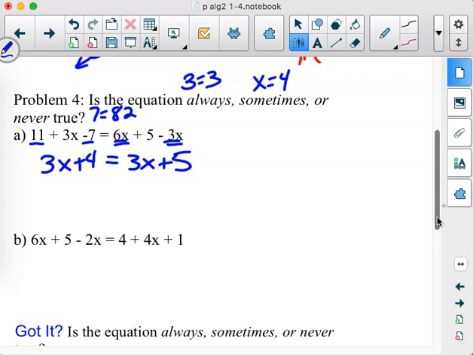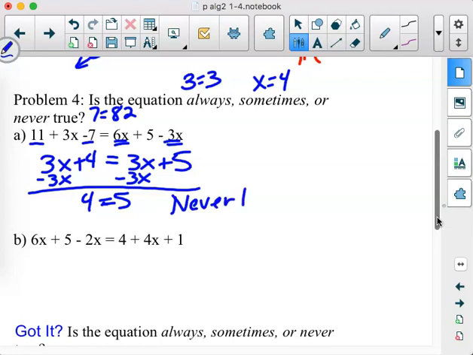So I get to this point and I remember, okay, what I'm supposed to do is put the x's together. I'll find the smallest one. Oh wait, they're both the same. So if I subtract 3x from both sides, I'm going to get 4 equals 5. No, it doesn't. That's never true. So I think, is it always, sometimes, or never true? This is the never right here.